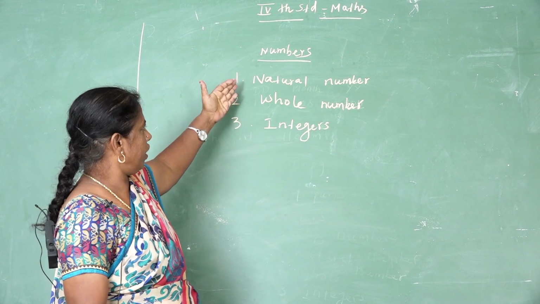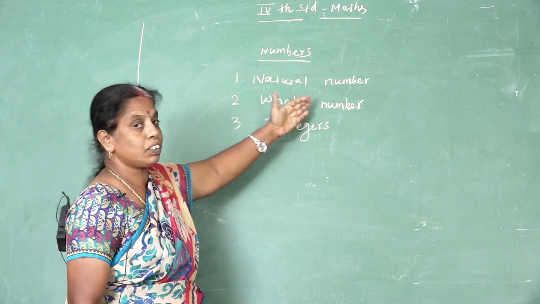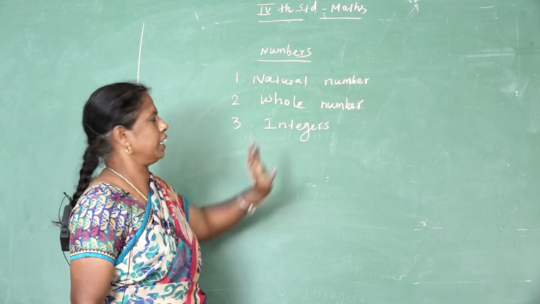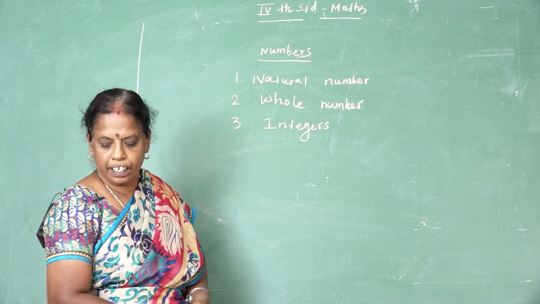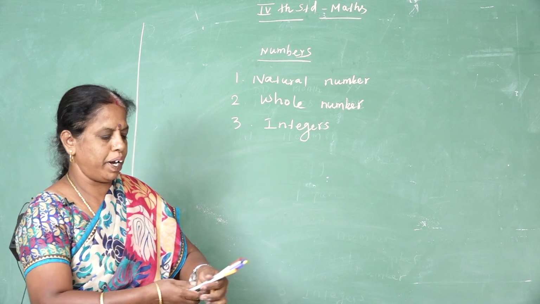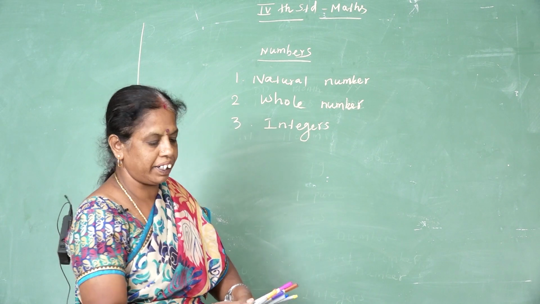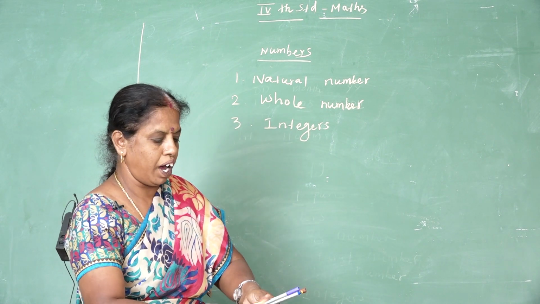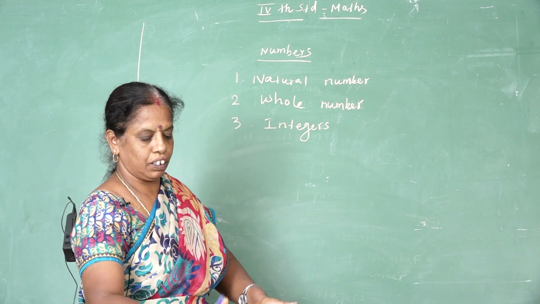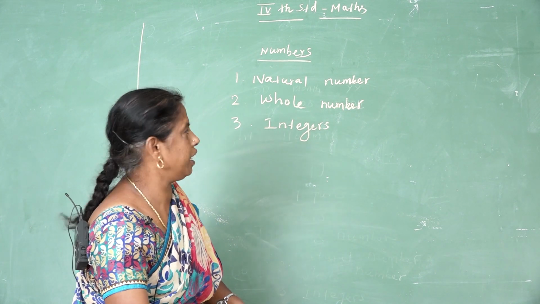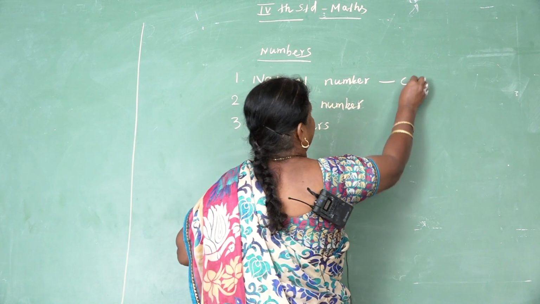Okay children, now see the board. One is natural number, second one is whole number, third one is integer. Now, what is natural number? For example, I give you some pens. Tarun, come here. You get the pens. Now you can count them. 1, 2, 3, 4, 5, 6. These are the natural numbers. Natural numbers are nothing but the counting numbers.